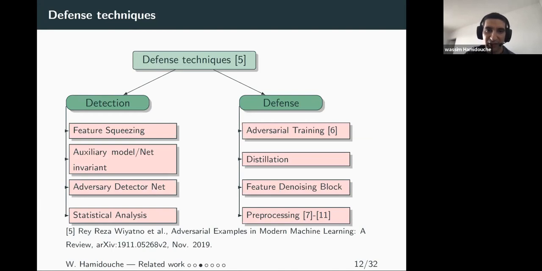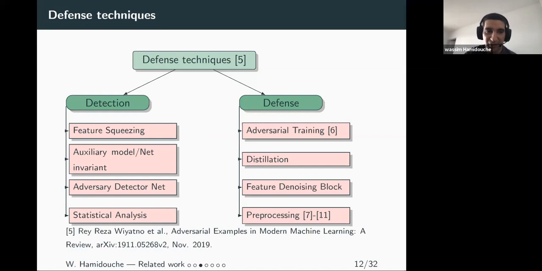So we have defense techniques based on detection. What does detection mean? It means that when you receive an adversarial example, you just say if it is an adversarial example or not. You don't try to project the image back to its original class. Detection just says, okay, I received an image, and I will be able to say if it is an adversarial example or not. And in this detection class, we can have several categories also.